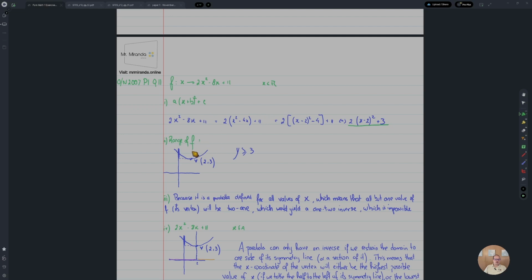So the range of f, you should know already. You always look at the y-coordinate of the vertex, which is 3 in this case. And then you look at the coefficient of x squared, just to check if it is positive or negative. It's positive, so you have a parabola like this. So y equals 3 is going to be the minimum value of y, right? So the range is going to be everything that starts from 3 up. So y bigger or equal to 3.